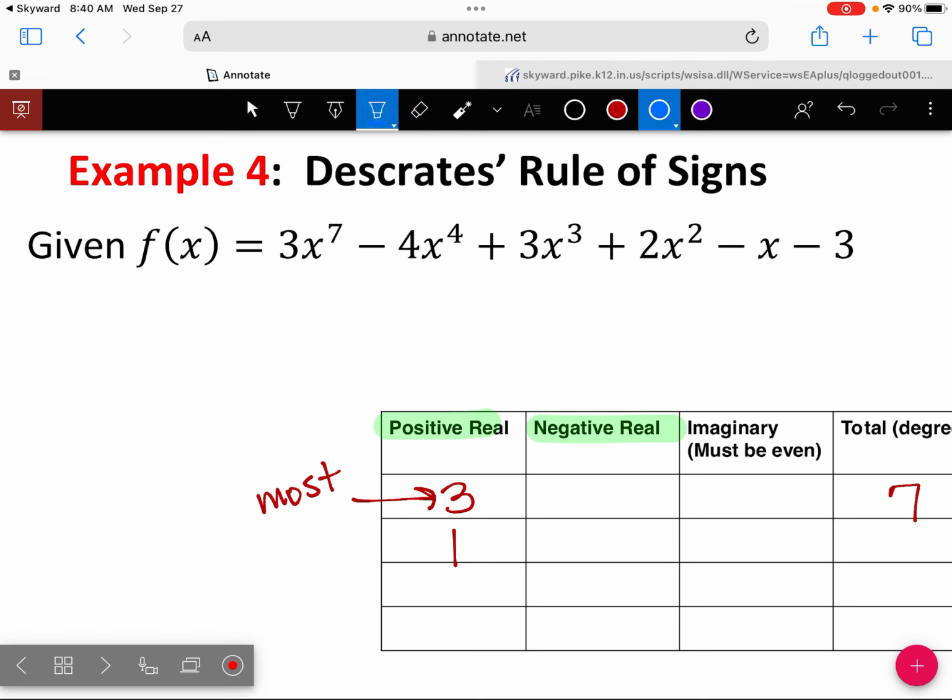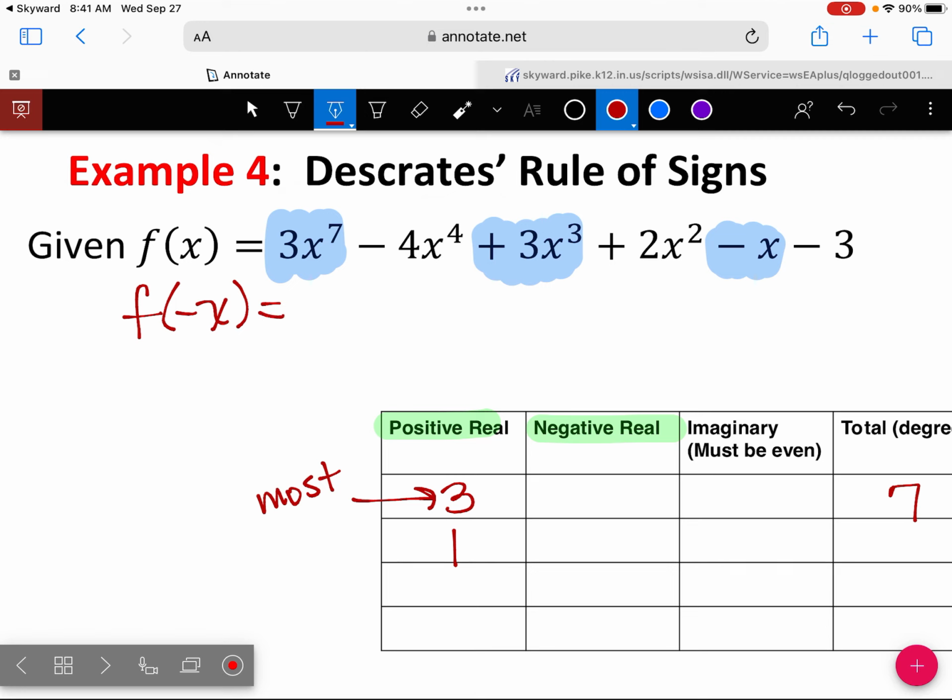All right, so now let's figure out how many negatives. So what I'm going to do is highlight all of my terms that have an odd exponent. These 3 terms have an odd exponent. And I'm going to rewrite this function, and change the sign of those 3 terms. So let's write f of negative x. F of negative x is going to be, so instead of a positive 3x to the 7, I'm going to write negative 3x to the 7. The next term does not change. Instead of a positive 3x cubed, I have a negative 3x cubed. Am I going to change the next term? Nope. Instead of a negative x, I have a positive x.